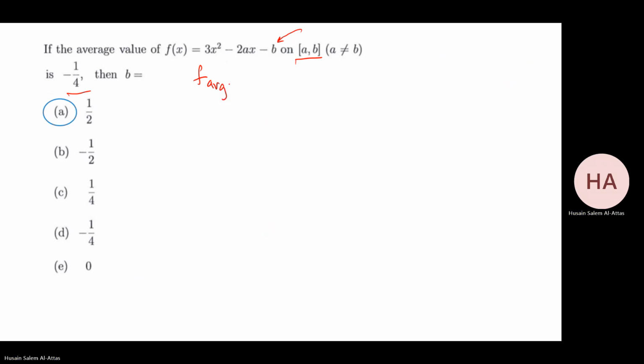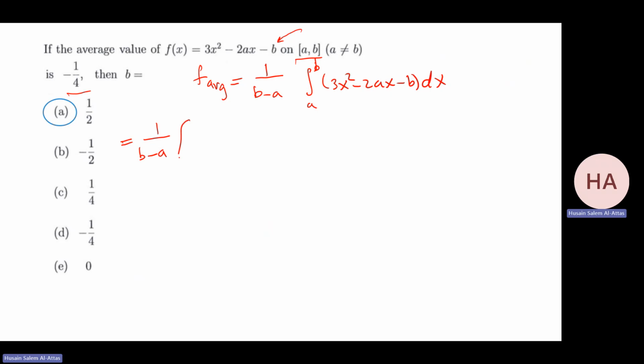F average is 1 over b minus a, integral from a to b of this function. I think it's not difficult, but you need to be careful with the calculation. That will be 1 over b minus a, this integral x cubed minus ax squared, plus 2x, which is a squared minus bx. This is from a to b. Let me do the calculation easily.